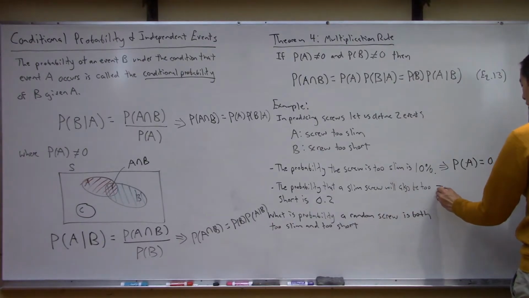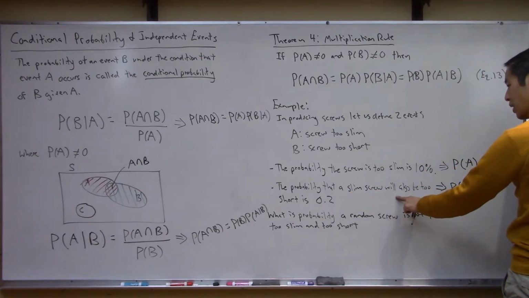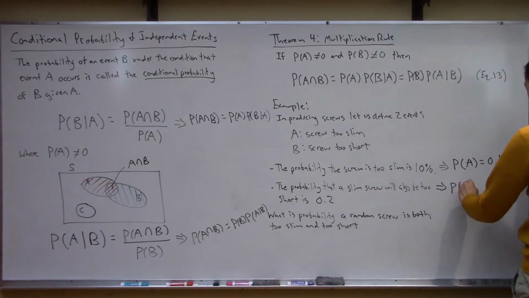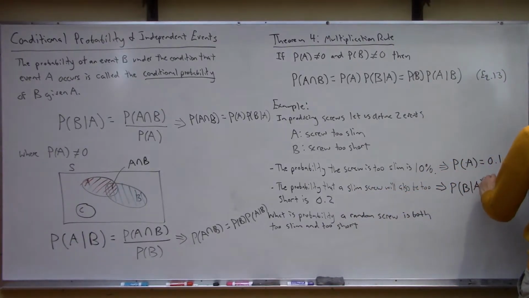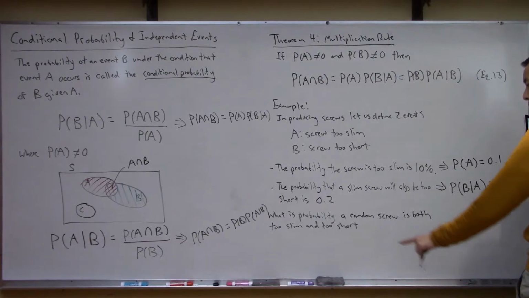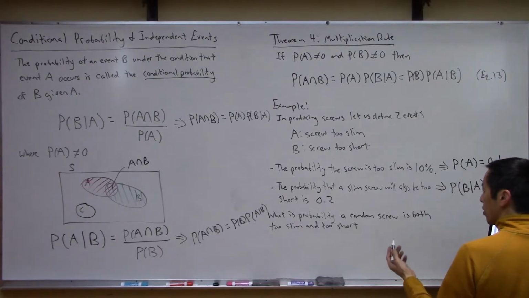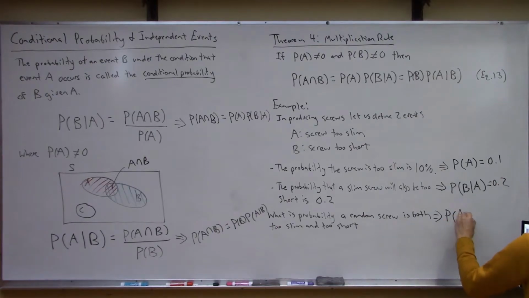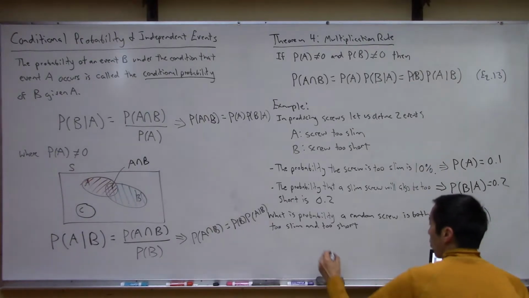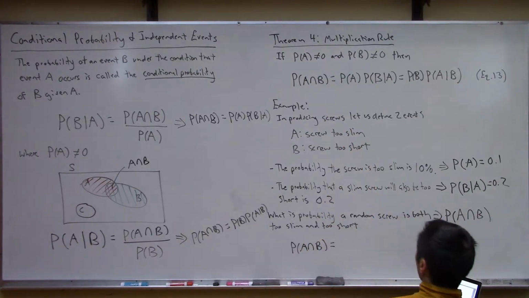This second piece of information is telling us the probability that it is too short, given that we know these are slim screws. This is 0.2. Now we need to ask ourselves: we want to know the probability that a random screw is both too slim and too short. That means we're seeking the probability of A intersect B. That's what we're looking for, and we can apply our multiplication rule here.